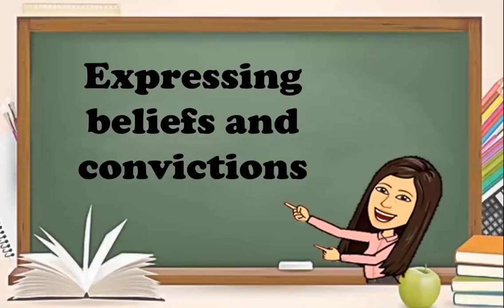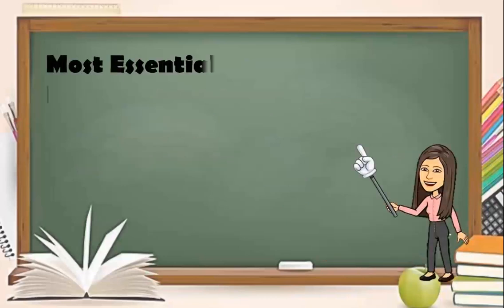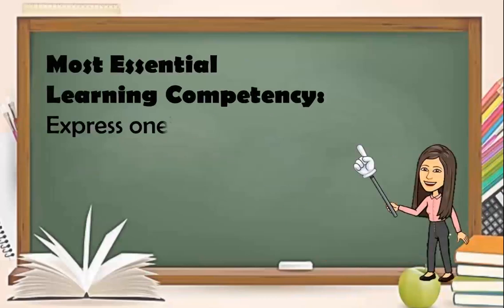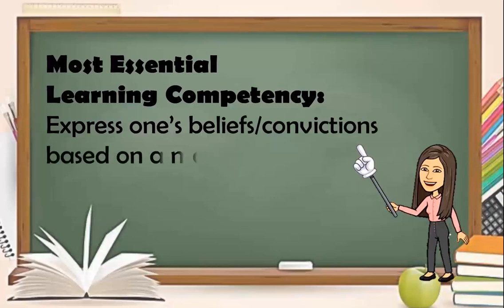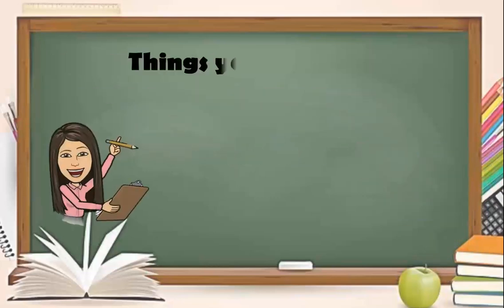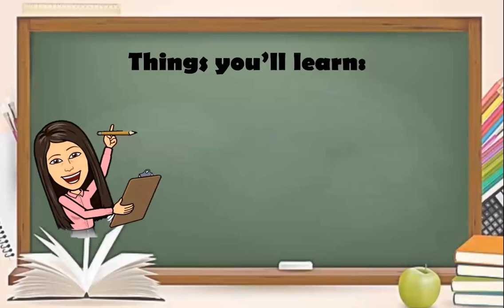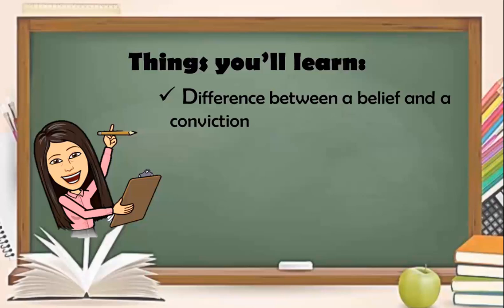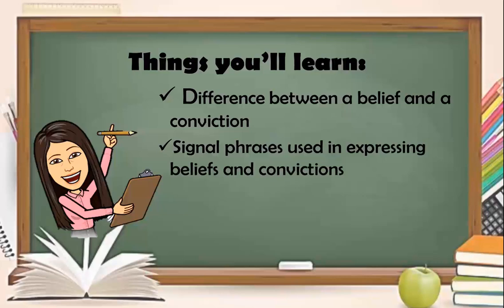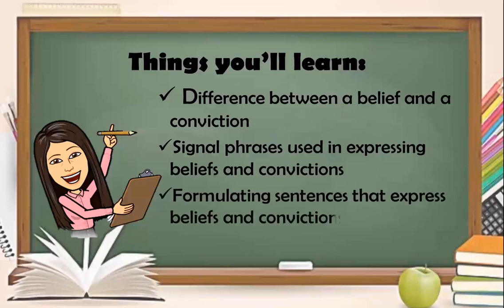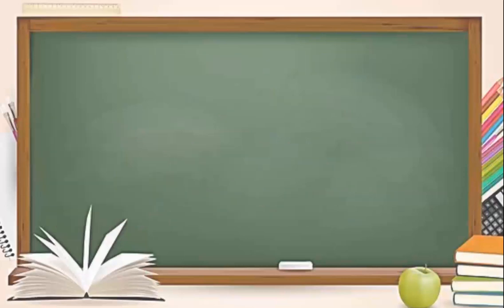This is in line with the most essential learning competency of Module 4 for the third quarter, expressing one's beliefs and convictions based on a material view. Things you will learn from this video include the difference between a belief and a conviction, signal phrases used in expressing beliefs and convictions, and formulating sentences that express belief and conviction. I know you are excited for another learning adventure.